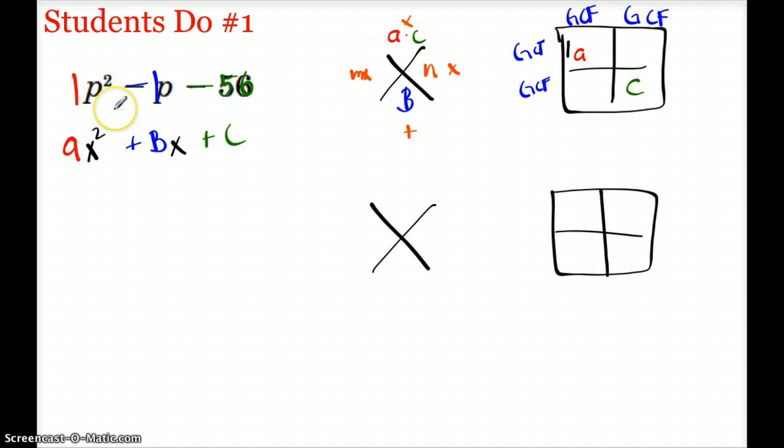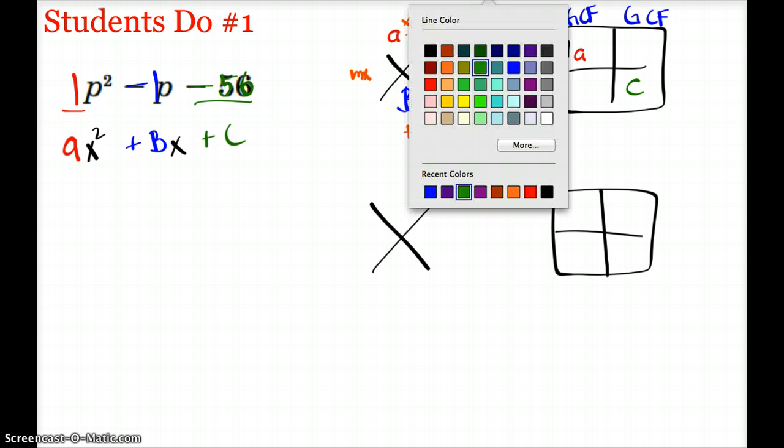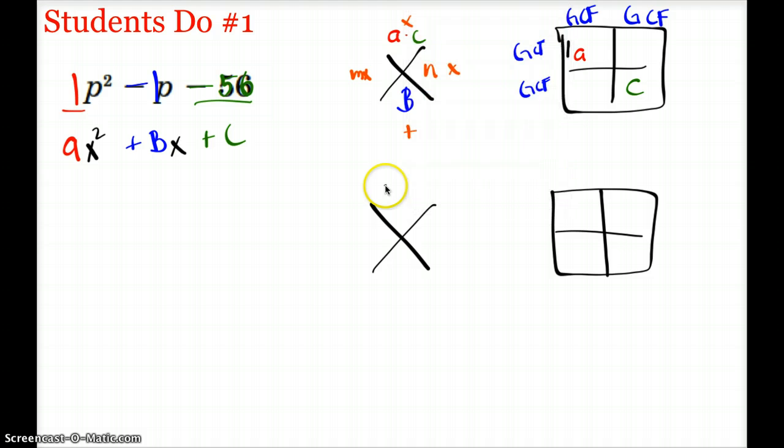Okay, students, I'm going to draw out your X box, I'll label everything, I'll be right back in the video. Okay, so I labeled everything, put out some guides for you guys. Here's my A, here's my B, and here's my C. Put everything in the right place. A times C, so 1 times negative 56 is going to be negative 56. So here I'll have negative 56.